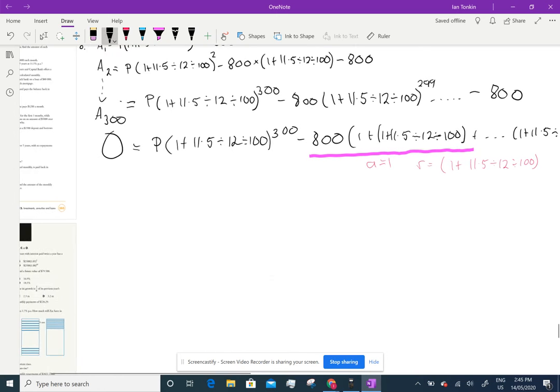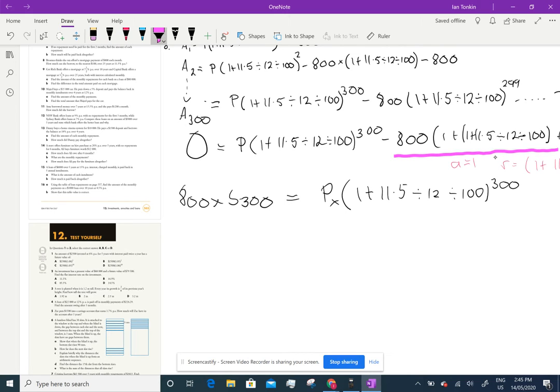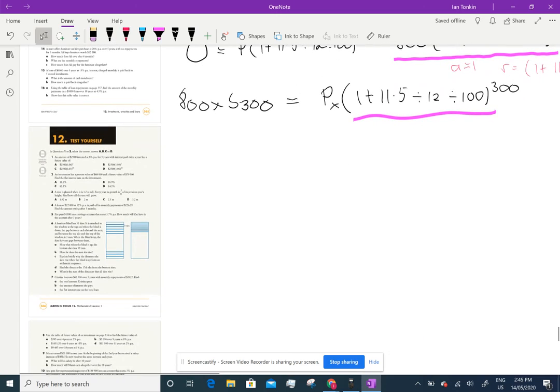And remember, that's 800 times S of 300. So I'm going to get 800 times S of 300 equals P on 1 plus 11.5 divided by 12 divided by 100 to the 300. And that's times that, so I'm just going to divide by that. And now I'm going to write everything because this is a critical line.